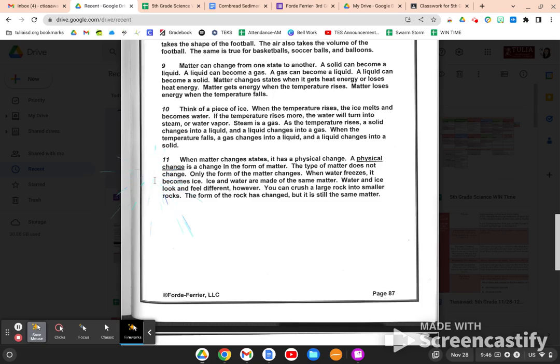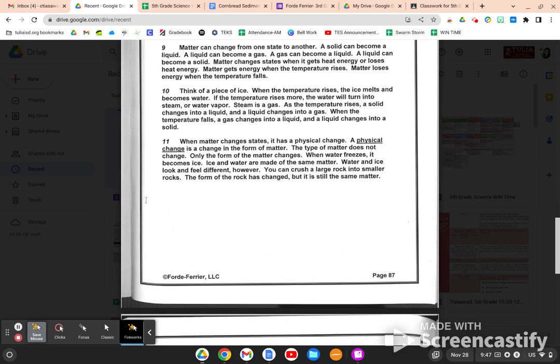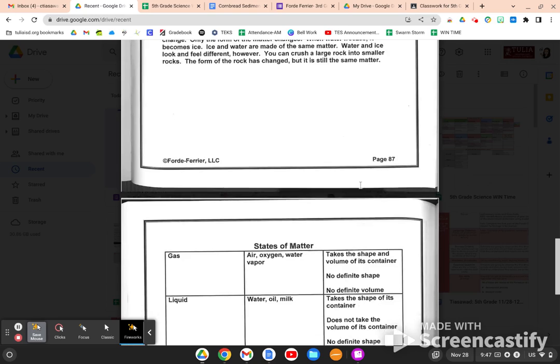Paragraph 11. When matter changes states, it has a physical change. A physical change is a change in the form of matter. The type of matter does not change, only the form of matter changes. When water freezes, it becomes ice. Ice and water are made of the same matter. Water and ice look and feel different, however. You can crush a large rock into smaller rocks. The form of the rock has changed, but it is still the same matter.